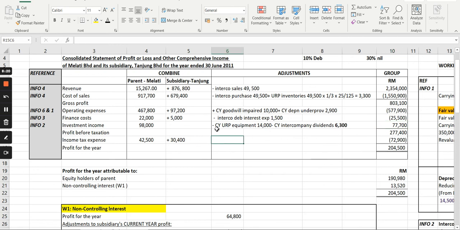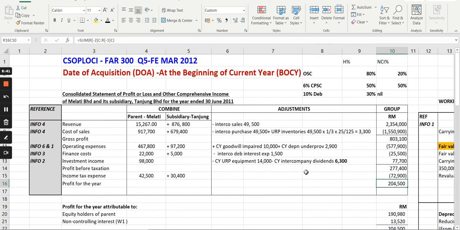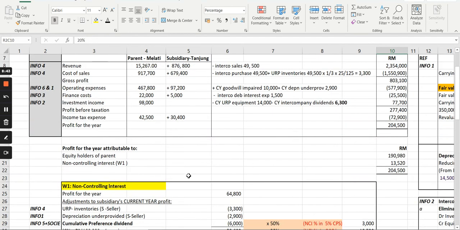You just need to add things together for the taxation. We have done so. So now the profit for the year, or profit after tax, is 204,500. Of this profit for the year, partly it is due to the equity holders of the parent company, and 20% of it will be the one that relates to the non-controlling interest after you have considered the adjustment.